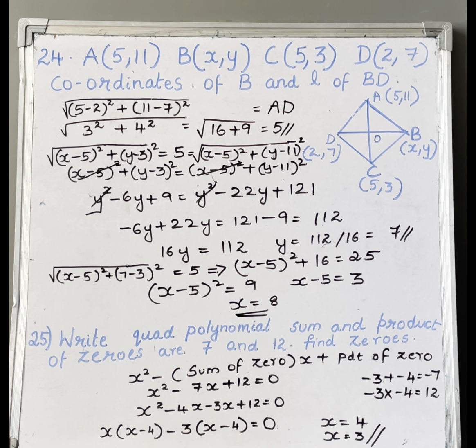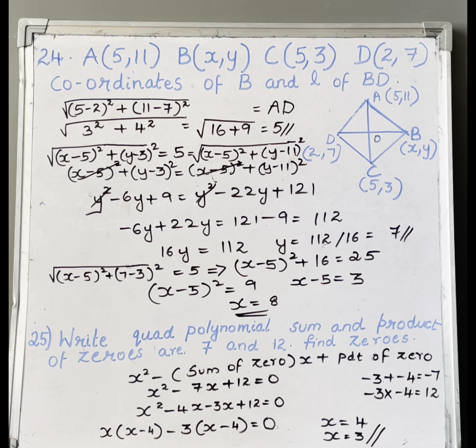So ABCD is a rhombus of which vertices A, D and C are given in coordinate form. We have to find this vertex B, and we have to find the length of diagonal BD. Now, how to find the coordinates of point B? We can use the distance formula to find the coordinates of vertex B.